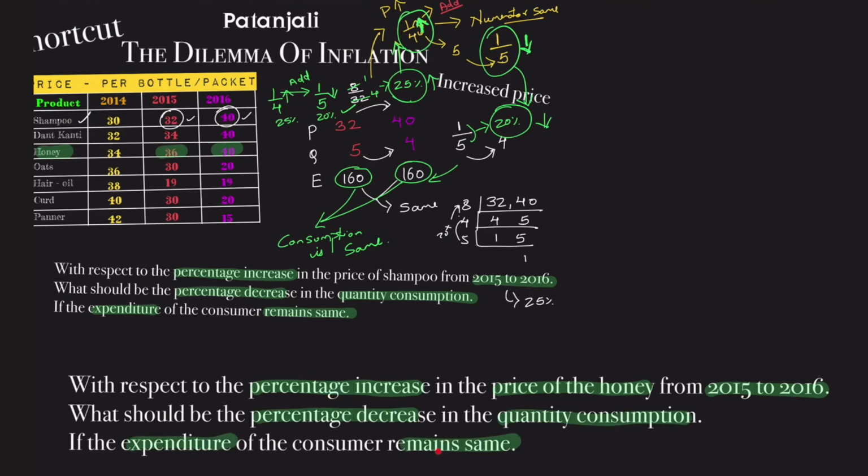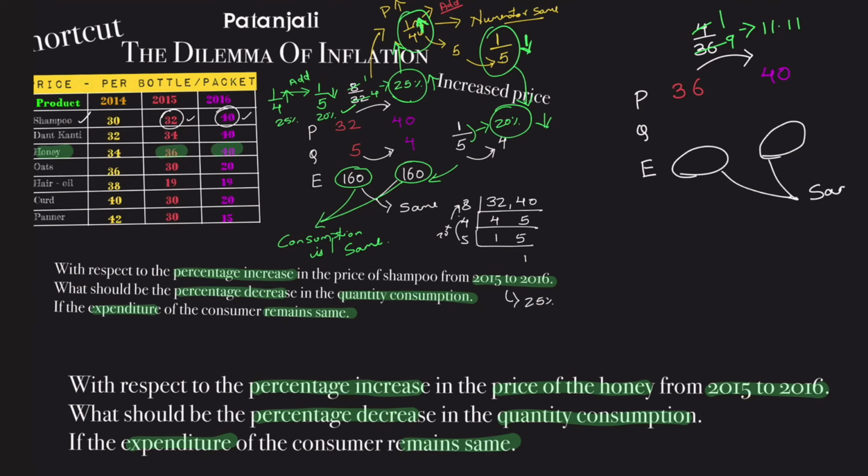What is the increase in the price of honey? 36 to 40. So if I write here price, quantity and expenditure, what will I do with price? It has increased from 36 to 40. What is the percentage increase? 4 over 36. 4 over 36 is nothing but 1 by 9. And 1 by 9 is nothing but 11.11. So 11.11 is the percentage increase in the price. Now what is the question telling me? What should be the percentage decrease in the quantity consumption?